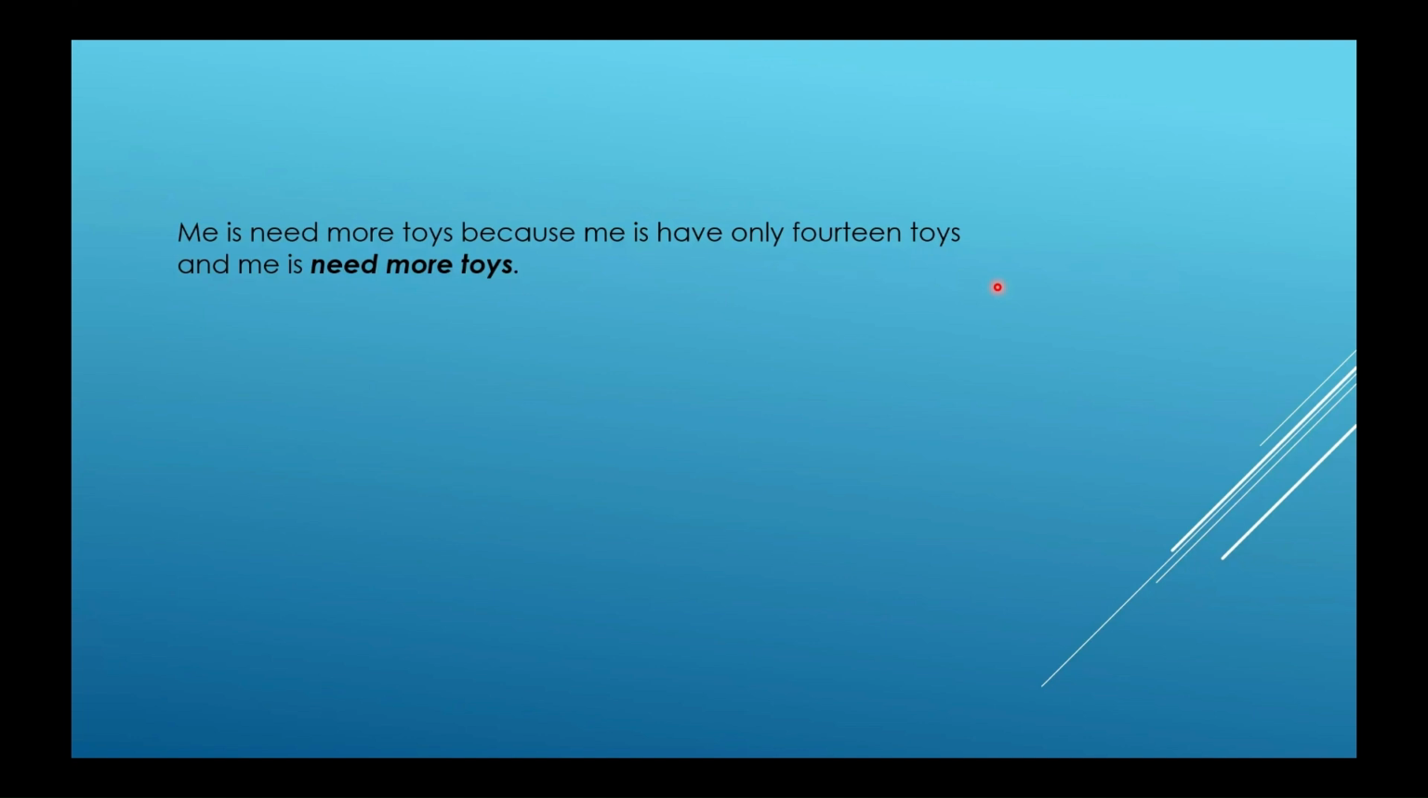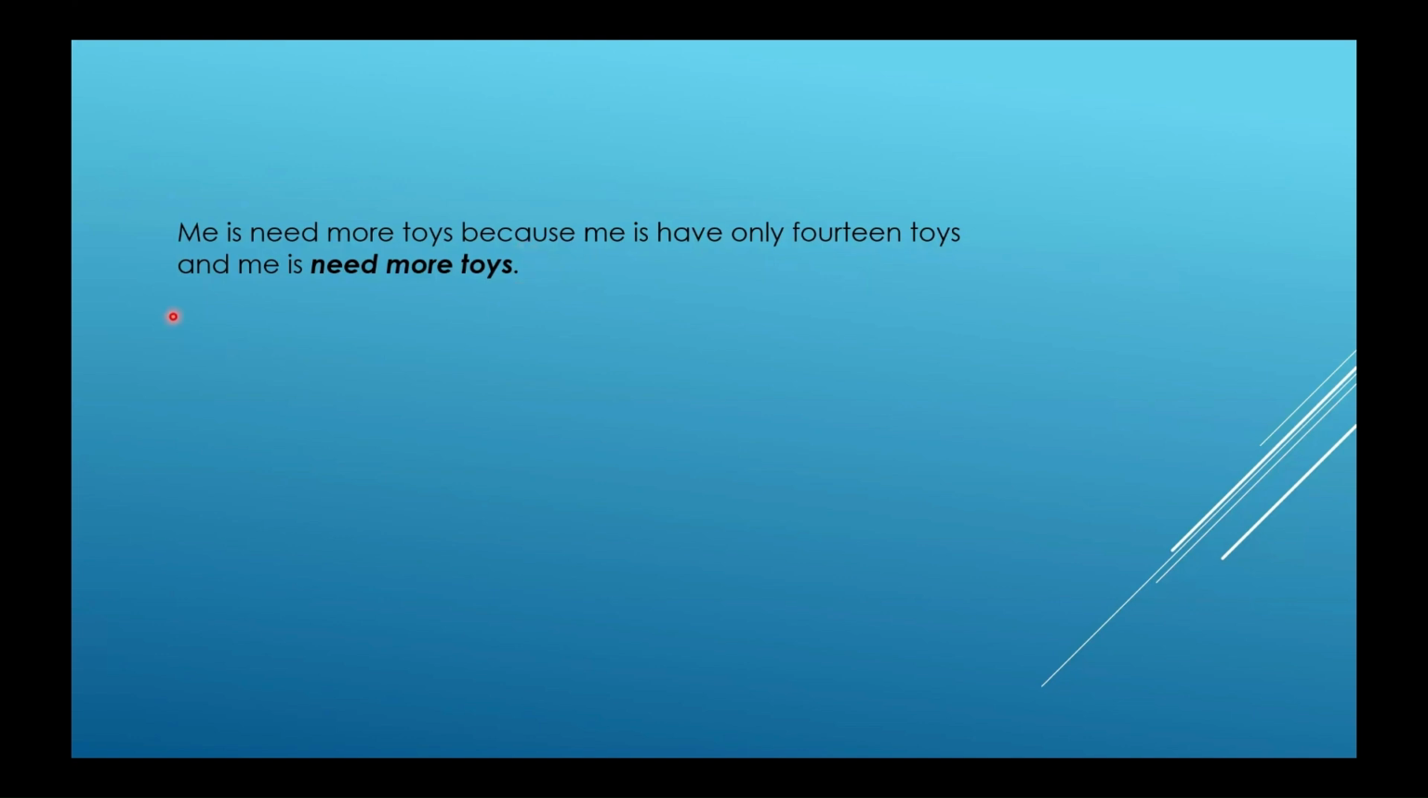And he says, "Me is need more toys because me is have only 14 toys, and me is need more toys." Notice the argument marker because here. Milo's father is a philosophy instructor and his mother is a lawyer. So this kid learned how to construct well-formed arguments at a very young age.